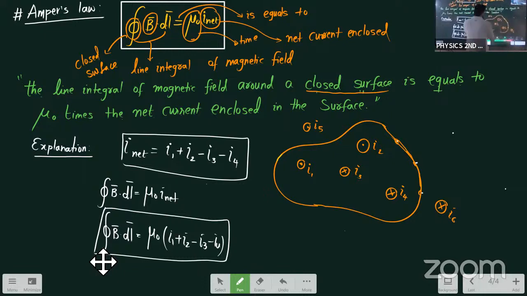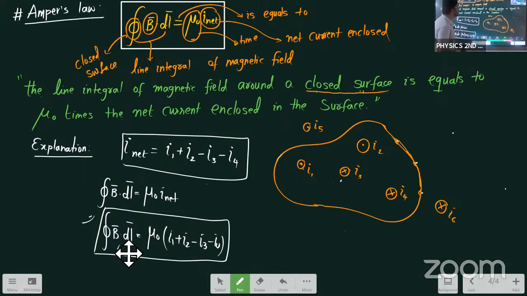So what I have done is, I have considered a closed surface and taken four currents. I1 and I2 are the currents which are coming outside, which I have considered positive, and I3 and I4 are the currents which are going inside, which I have considered negative. So my net current will be I1 plus I2 minus I3 minus I4. Finally, I have substituted the value of I net here and got this expression: the closed integral of B dot dl is equal to mu naught of I1 plus I2 minus I3 minus I4.